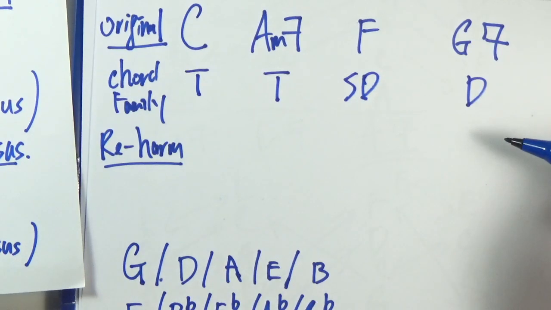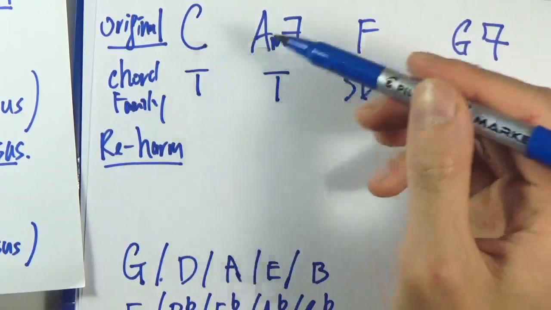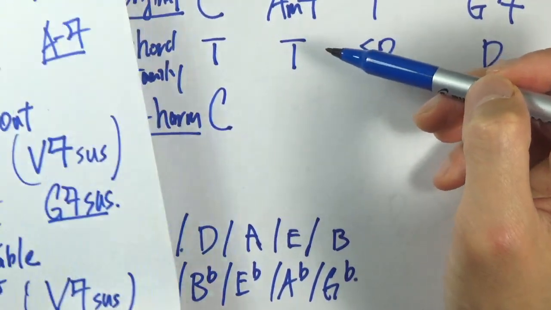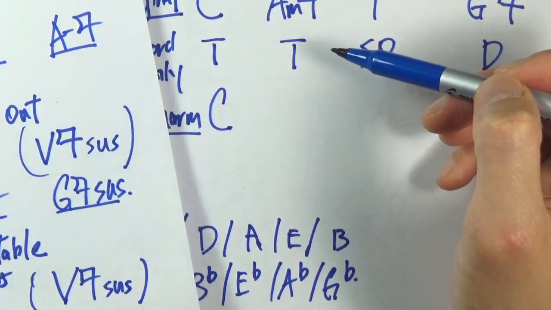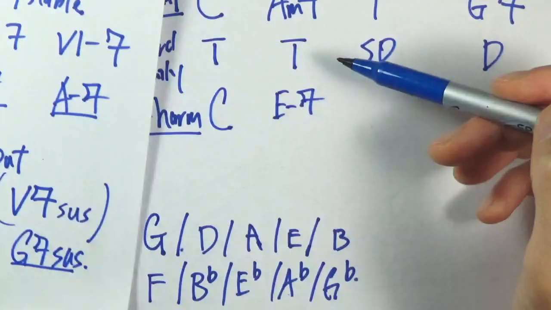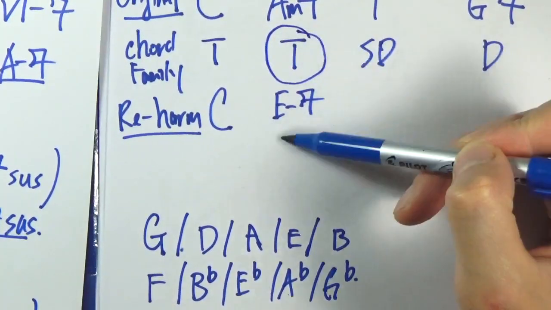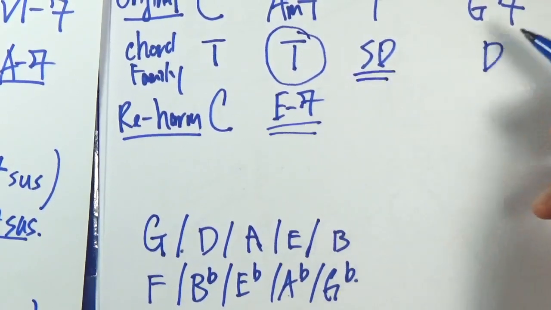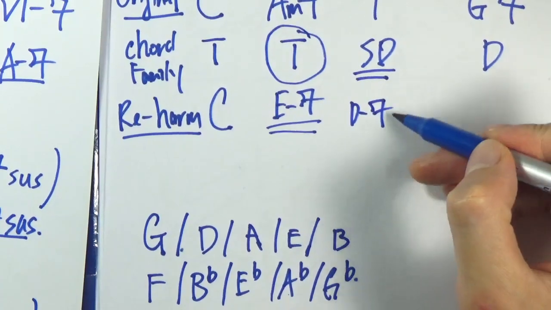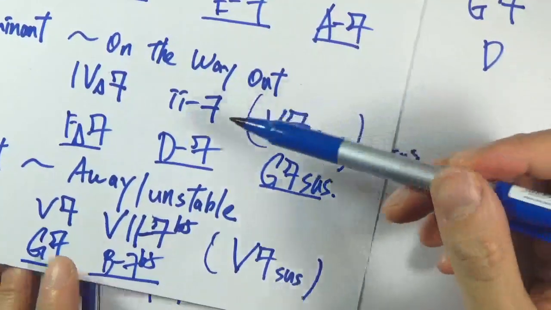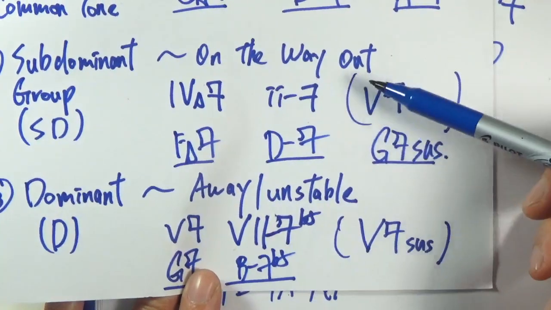We can do some reharmonization. So I think I'll keep C here. For A minor 7, we can substitute it by another tonic chord group chord, so E minor. So E minor is also in this group, so instead of playing A minor, I can actually use E minor. So I'm maintaining the same chord group, but I can play other chords in that chord group if it's available. Subdominant chord group, I can replace that by a D minor 7, or I can replace that by a G7 sus, okay? Since we have these chords available in the subdominant chord group.